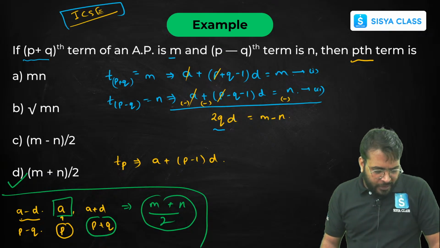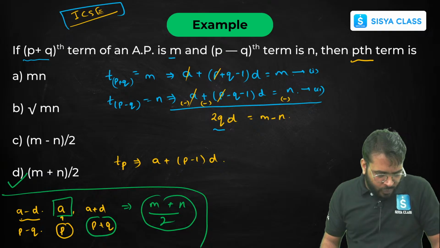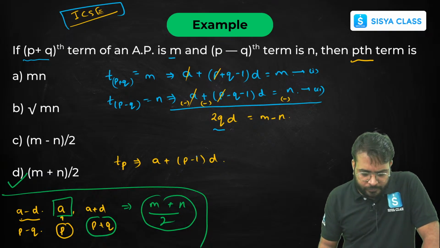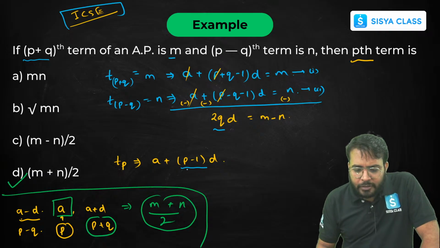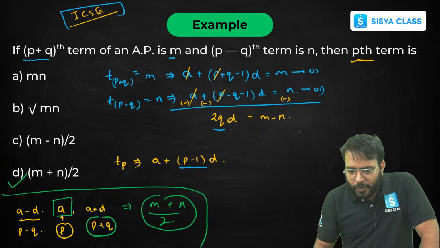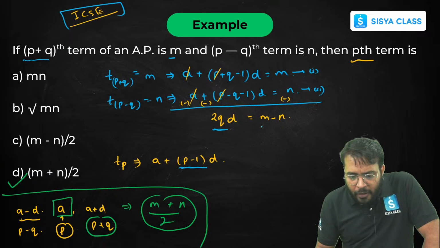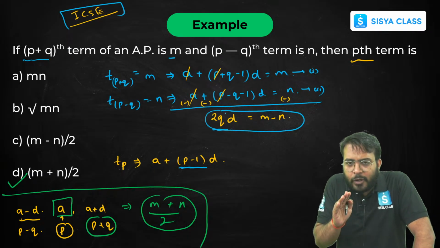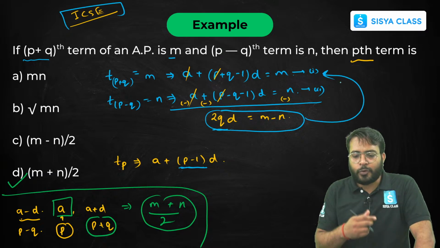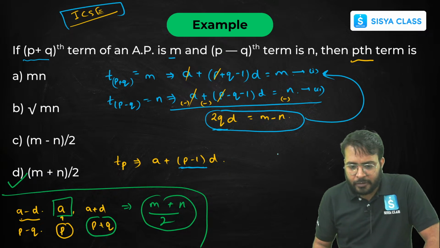From here, can we get the value of d? 2qd, I know now, okay, fine. And for p minus 1, suppose somehow I want to get the p minus 1 into d value, what will I do? I am going to substitute this value that I got now in one of the equations. Now what will I get here?